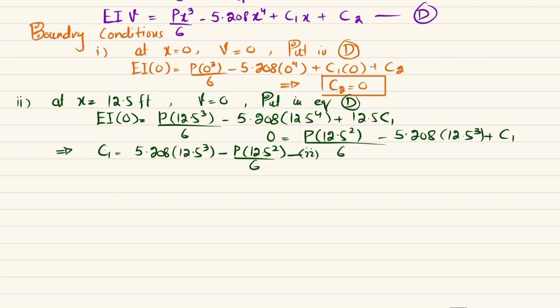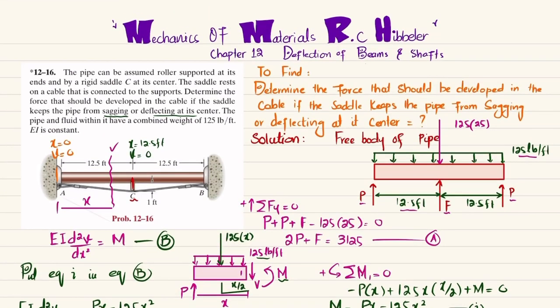We will use the third boundary condition, and that third boundary condition is that at x is equal to 12.5 feet, we have the slope dv over dx equal to 0. So let me show you here. This beam will deflect like this. So you can see that here the slope is equal to 0.